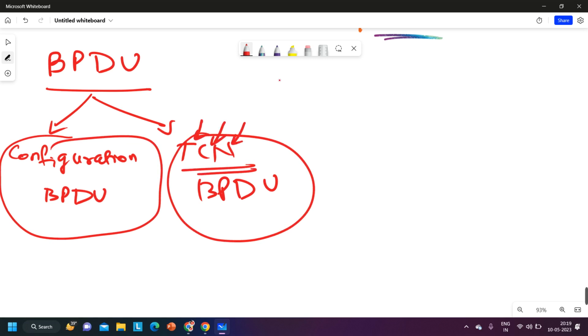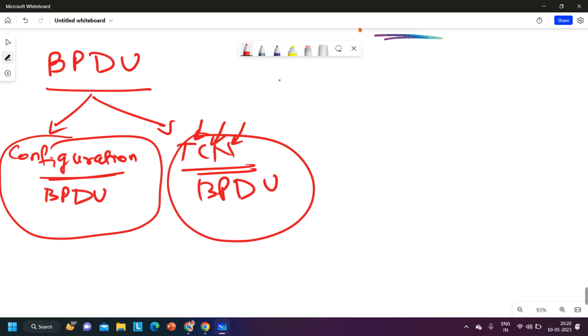This is not much important, but it is very important to understand the impact on the network whenever the topology changes. Whenever a change occurs in the topology, what impact will occur in the network? For that, TCN BPDU is important. But configuration BPDU is very important.